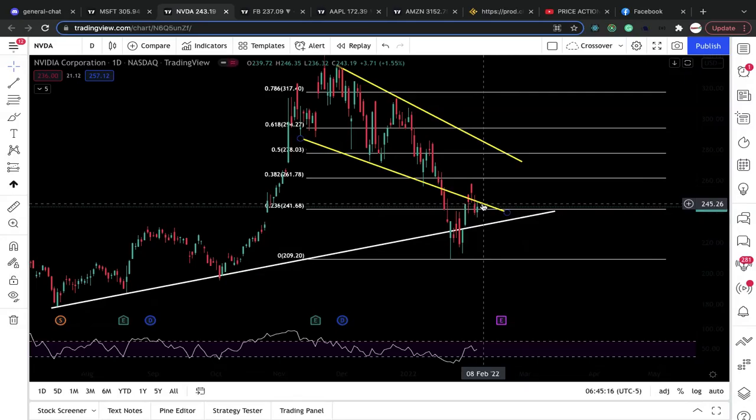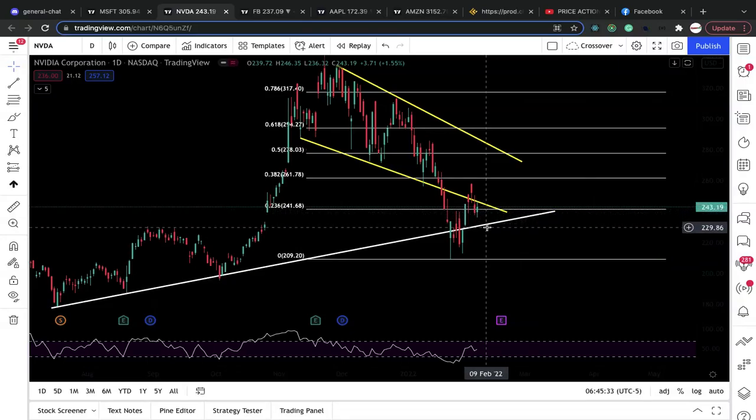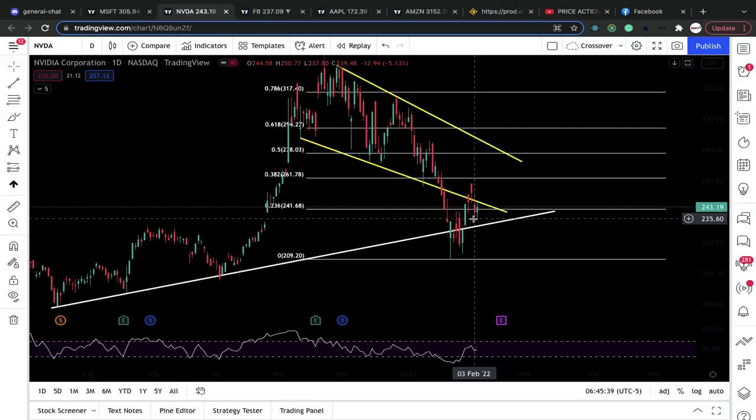But if this level continues, 245.8, 246, right? If 246 continues to be treated like resistance, and then we lose the 241.68 level, that's going to be bearish, guys. So play the levels and bet to the downside. I'm not telling you what to do, okay? I'm just telling you what I would do, okay?